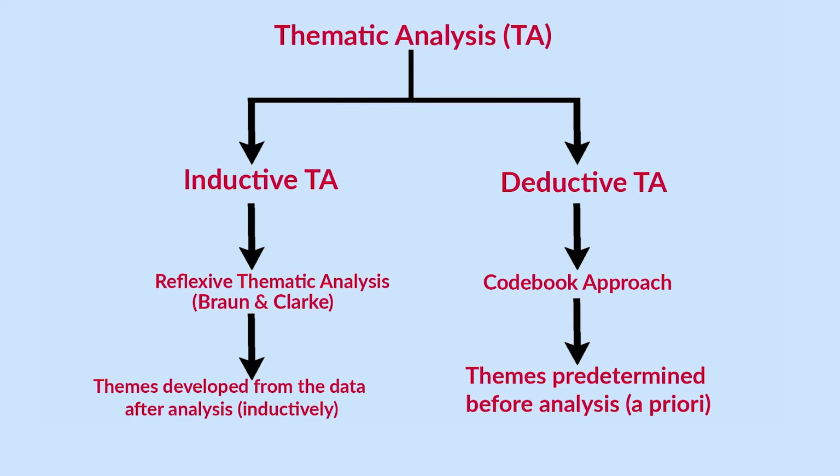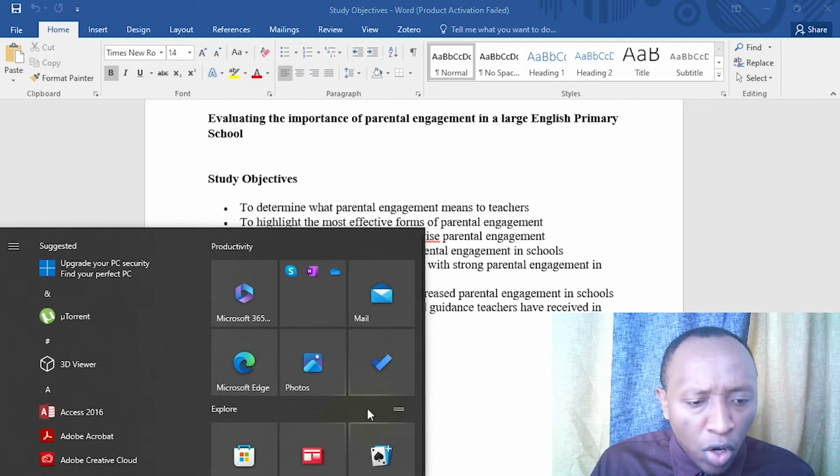The main difference between deductive and inductive thematic analysis is that in deductive thematic analysis, we come up with predetermined themes and sub-themes in some instances. But in inductive, the data will help us develop themes, okay? But here, we come up with the themes a priori, or before conducting the analysis. So, that's what I'm going to do.